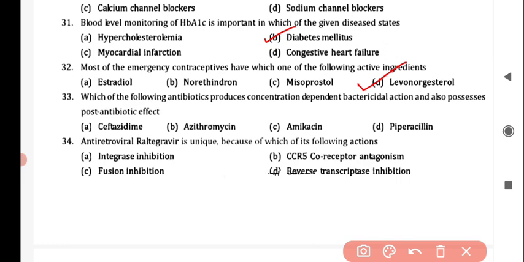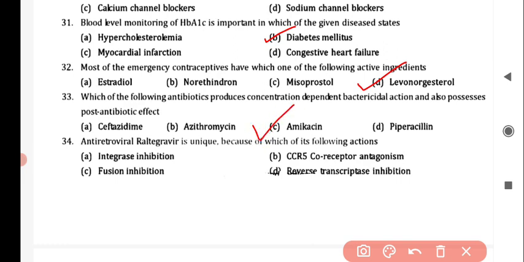Next question is, which of the following antibiotics produces concentration dependent bactericidal action and also possesses post antibiotic effect? And the correct answer is option C, amikacin.